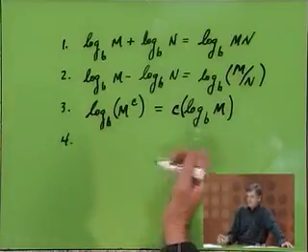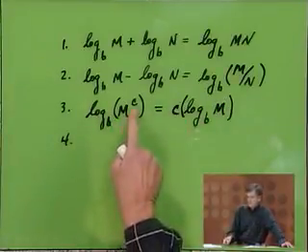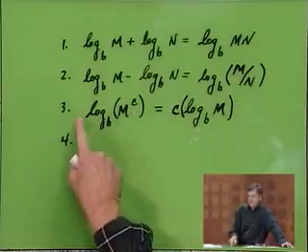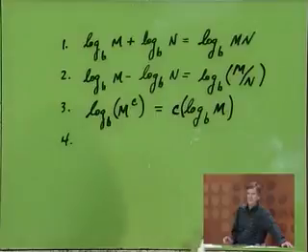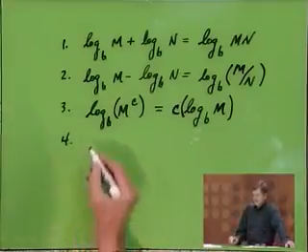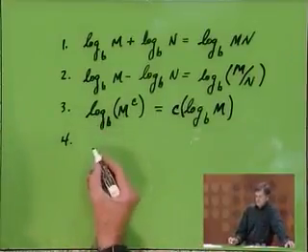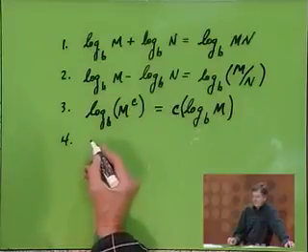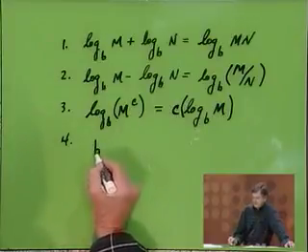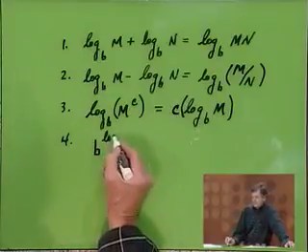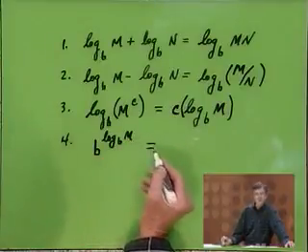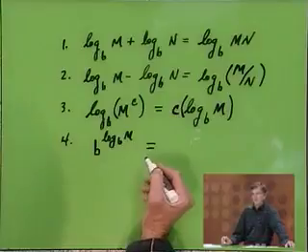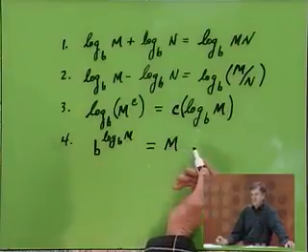So these laws are two-way streets. You can go either way with this. If there's an exponent inside, you can bring it out as a coefficient. If there's a coefficient outside, you can bring it in as an exponent. And the last law is a little bit different from the others, but it says if you have base b and you raise it to a logarithmic power, such as the log base b of m power, then you get m for the answer.